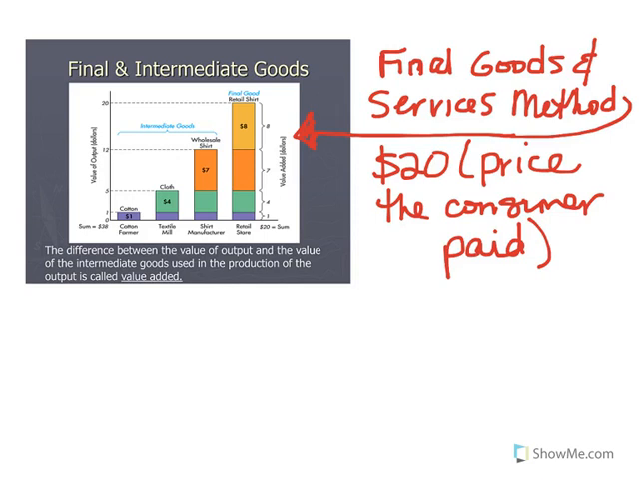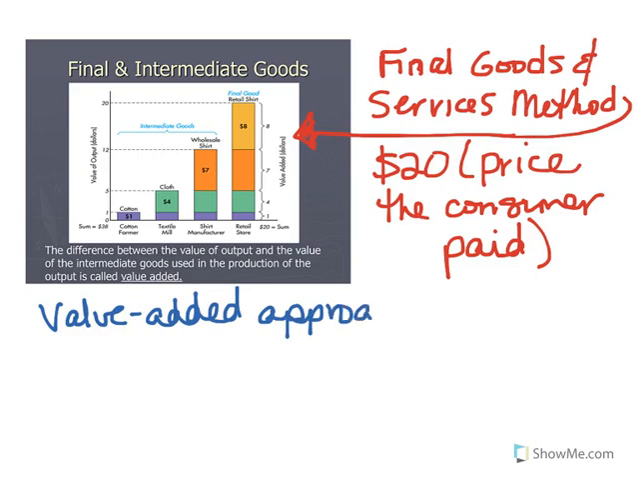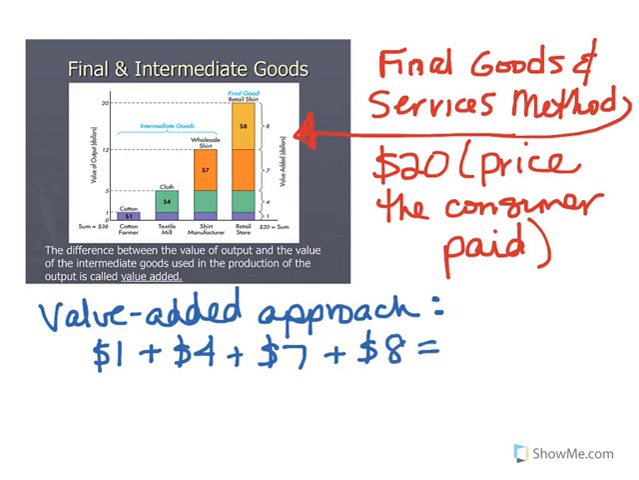Or you can use what's called the value added approach. In other words, you just take the value that was added to the good at each stage of production. So we can see that the cotton farmer added $1 of value, the textile mill added $4 of value, the wholesale shirt manufacturer added $7 of value, and then the retail store added $8 of value. And so if we add 1 plus 4 plus 7 plus 8, we still come up with $20.